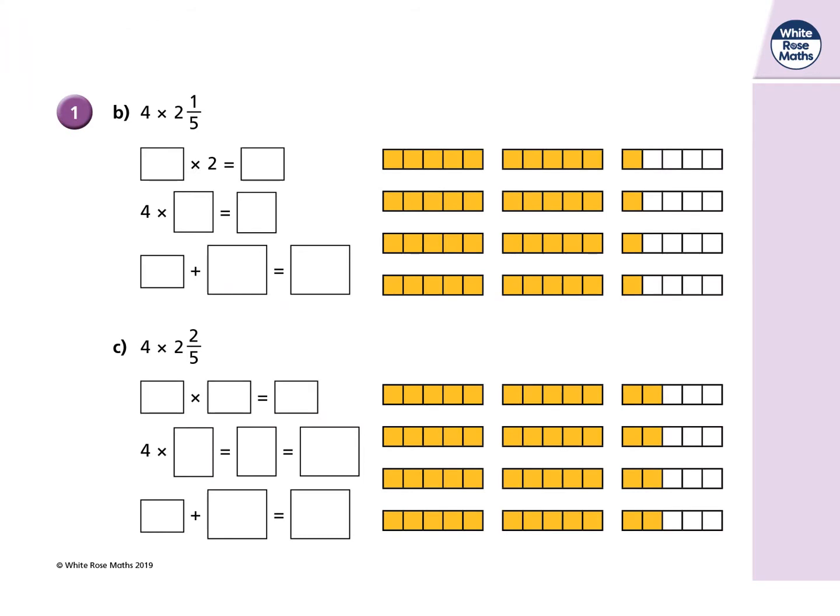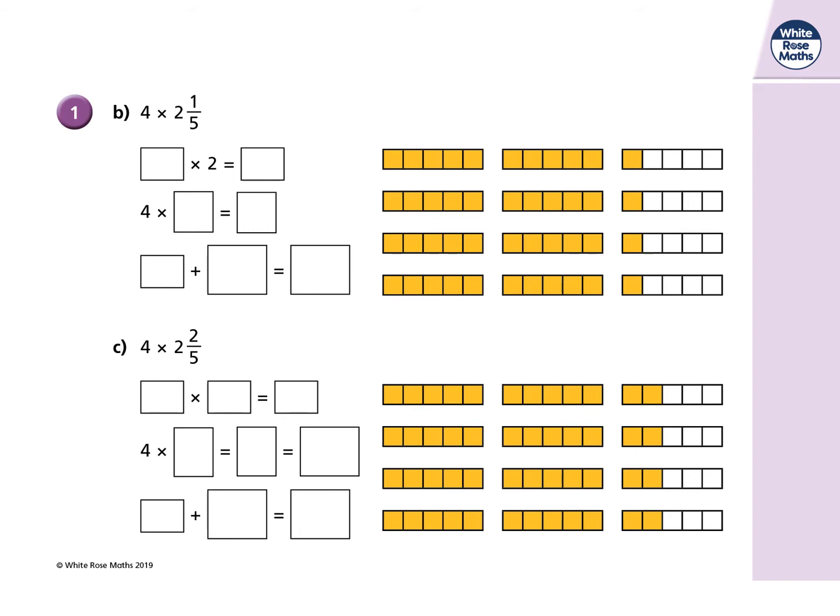So let's look at B. 4 times 2 and 1/5. Now there are lots of boxes here, but actually you should be able to do this quite straightforwardly because all you need to do is take 4 times 2 and then 4 times 1/5. If you do those separate calculations, then bring them together, your answer should match the bar model example here.